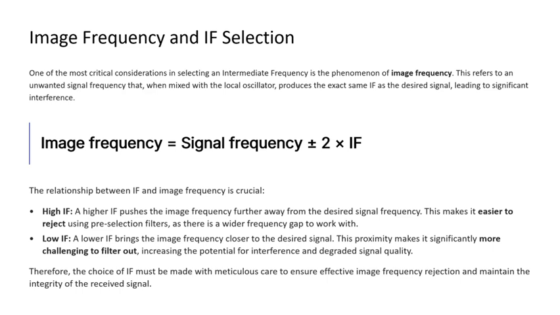Image frequency. One of the important concepts related to IF is image frequency. Image frequency is an unwanted frequency that produces the same IF as the desired signal. The formula for this is image frequency is equal to signal frequency plus or minus 2 times IF. If the image frequency is not removed, it causes interference.